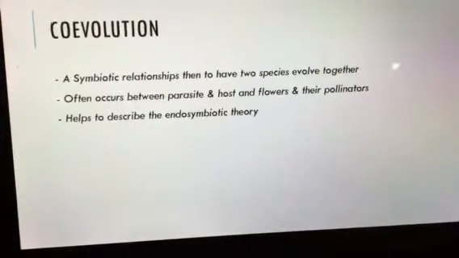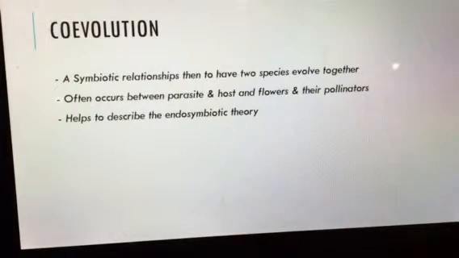Now, why do we think that? Well, remember that the mitochondria and the chloroplast have different DNA sequences than the nucleus, which means there has to be some differentiation there. There has to be some difference, a reason why we have that. And so with coevolution, it kind of explains that.